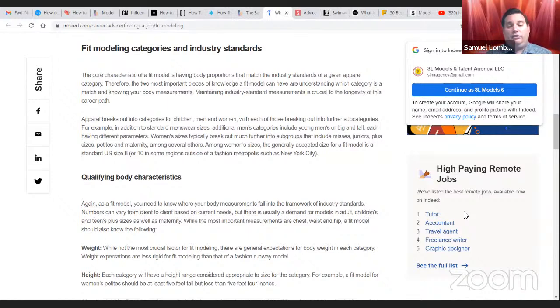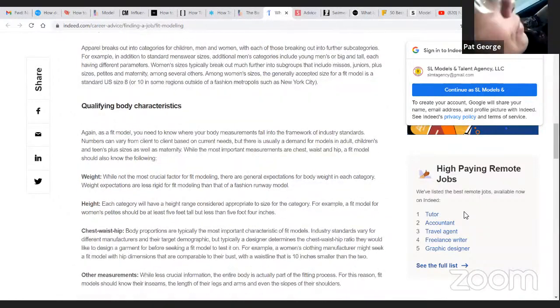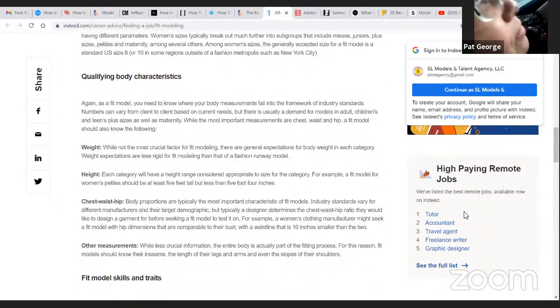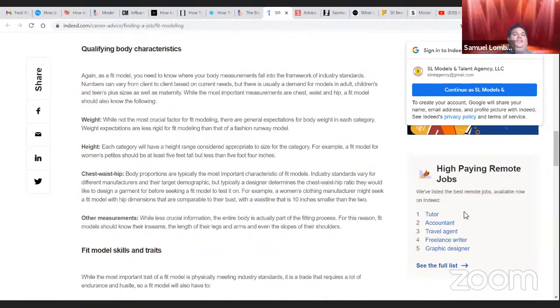Qualifying body characteristics. That's what I want. Print from the catalog. Catalog, yeah, catalog print.